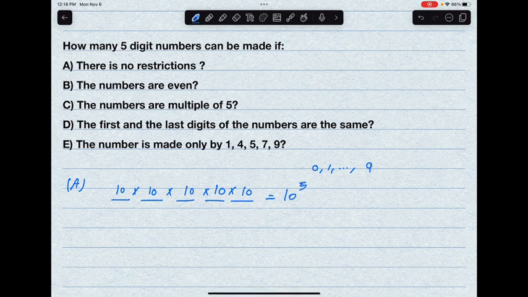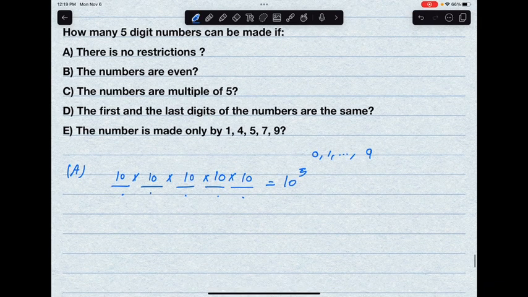If it says each digit can be used only once, now it's going to be different. It's just 10 times 9 times 8 times 7 times 6, which is 10 factorial divided by (10 minus 5) factorial. Okay, what about part B?